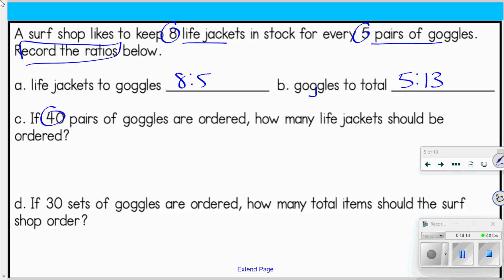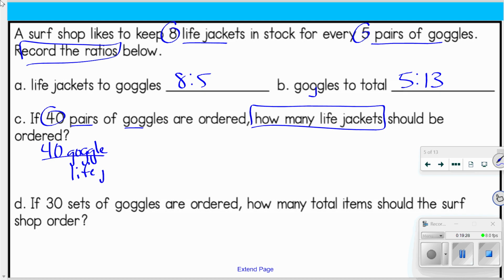So now we have 40 pairs of goggles ordered. How many life jackets should be ordered? So they gave me 40 goggles. And I want to know the number of life jackets. But we started at 5 goggles to 8 life jackets, right?